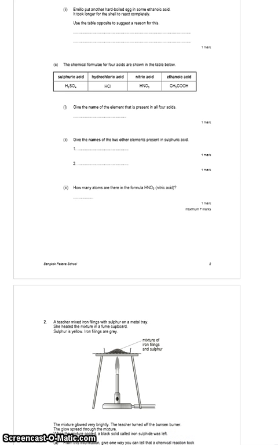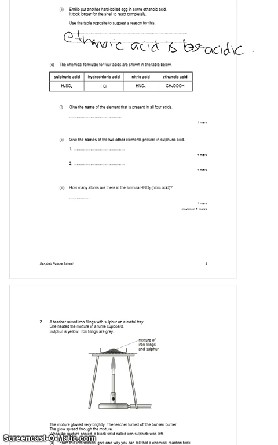So how would we explain then our answer? So the answer is simply ethanoic acid is less acidic. But it would be good to put a clarifying statement, therefore it took longer for the shell to react completely.